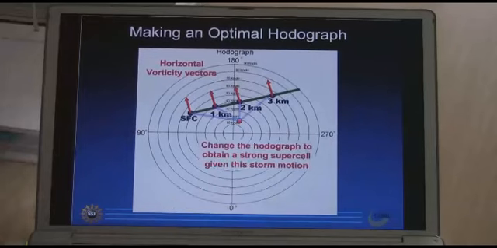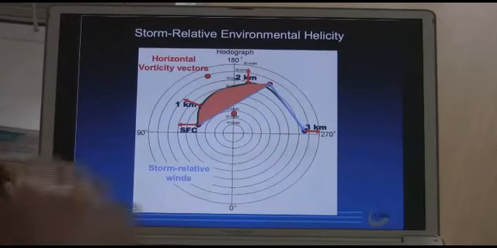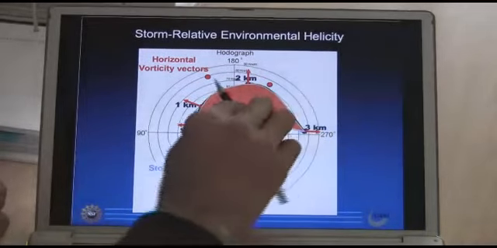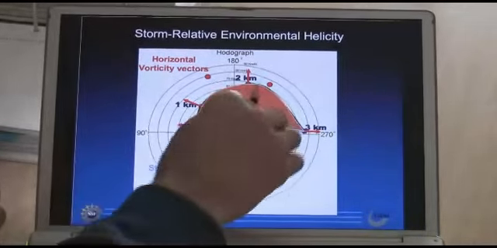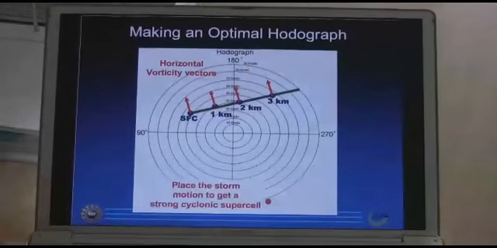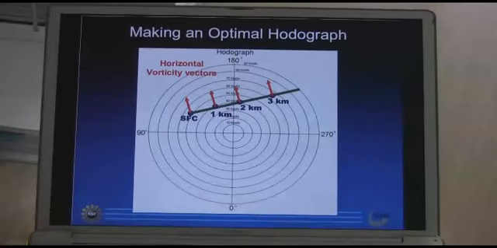Whereas over here, let me give this example. From the surface up here, it's rotating clockwise. So the area here is swept out clockwise. The area here is swept out counterclockwise, and it makes it negative. So negative helicity could still produce a mesocyclone, but it's going to produce a meso-anticyclone, not a mesocyclonically rotating vortex.